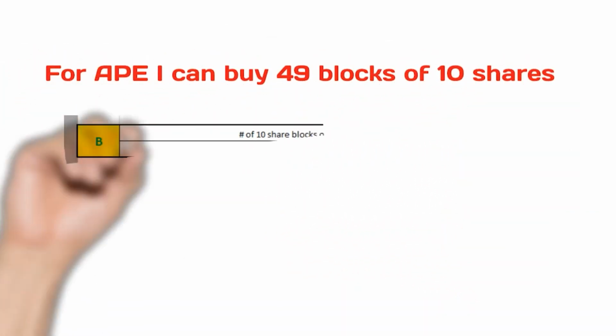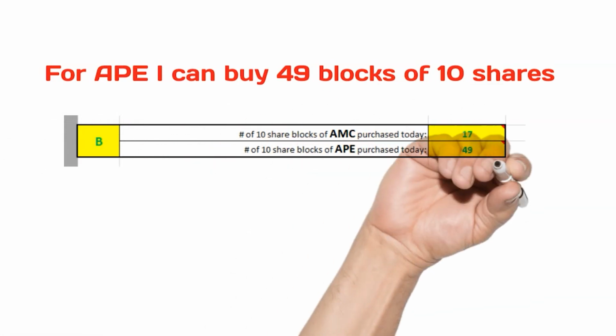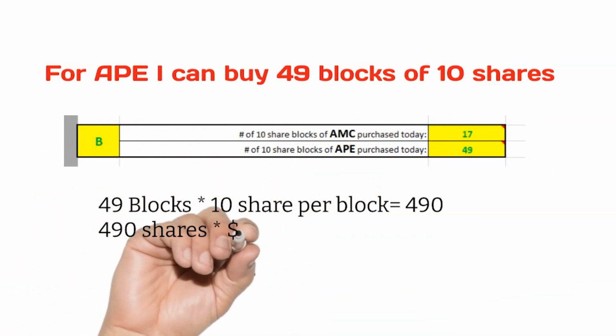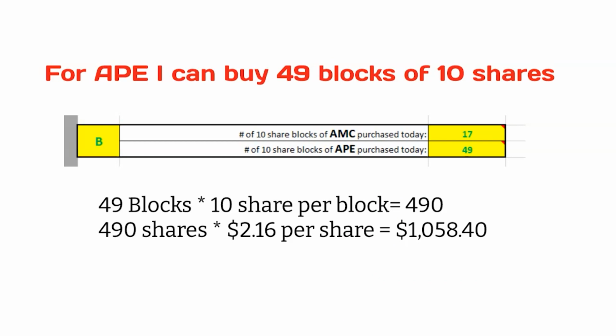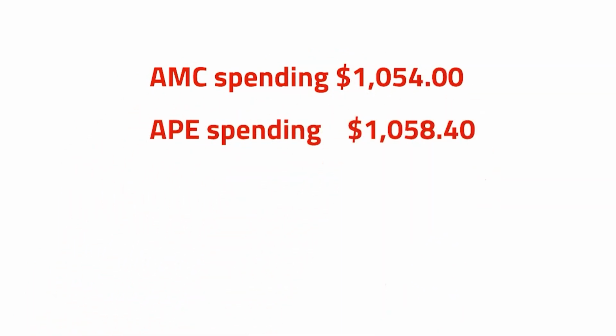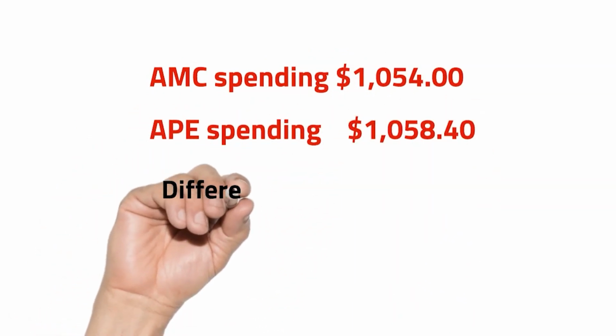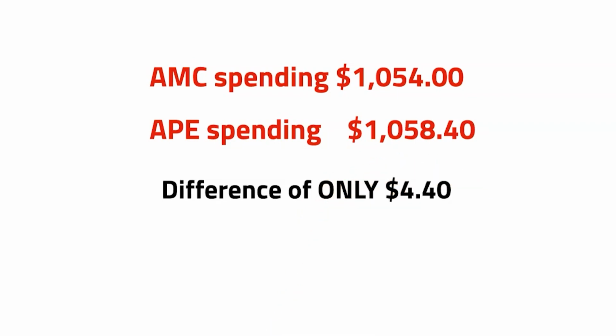For the APE shares, I can buy 49 blocks of 10 at $2.16 per share. Doing that math shows it will cost me $1,058.40 to buy my APE shares. So with these numbers I am spending almost the exact same on both AMC and APE shares, well at least within $5, so close enough.